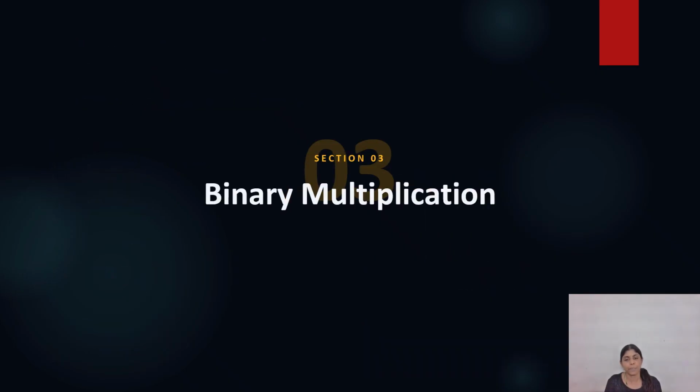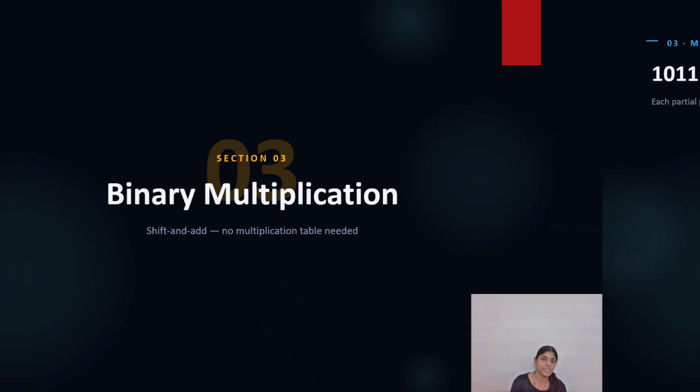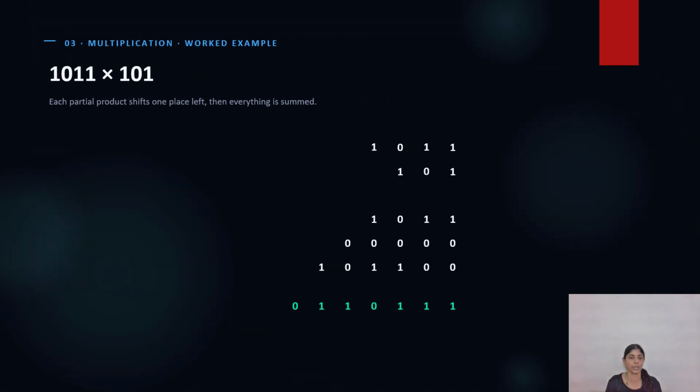Next section is binary multiplication. Remember, there is no need to remember the multiplication table. Only two operations we are doing: the shifting operation as well as the AND operation. Shift in the sense, from the LSB towards the MSB, you have to shift 1 place for each and every partial product. I will tell you how you have to do that part.